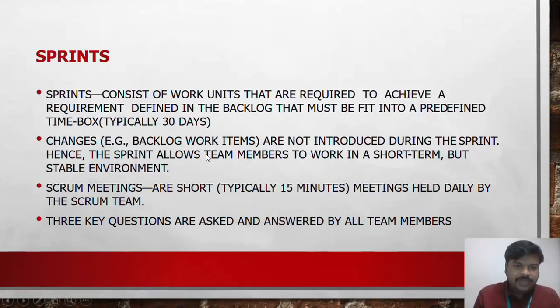a sprint meeting. The sprint consists of work units required to achieve a requirement defined in the backlog that must fit in the predefined time box, typically 30 days, that is 1 to 4 weeks. Changes, for example, backlog work items are introduced during the sprint. The sprint allows the team members to work in a short time but a stable environment. Sometimes when the sprint members are working, the product backlog can add some set of features. So it should also be implemented in the software.